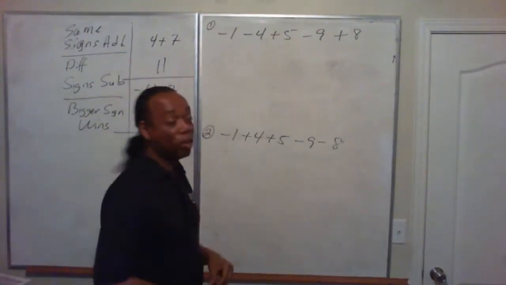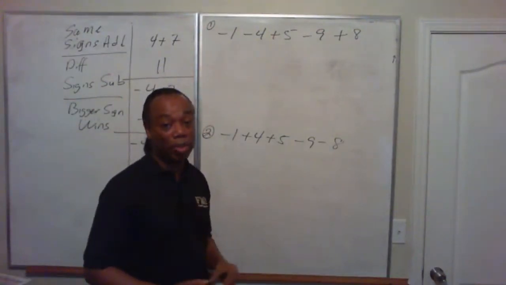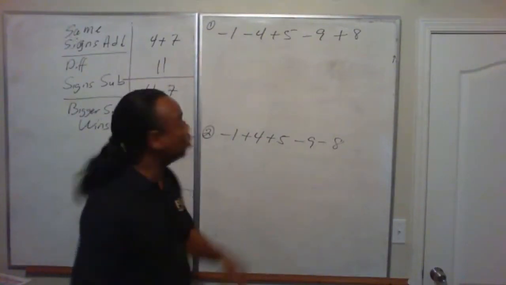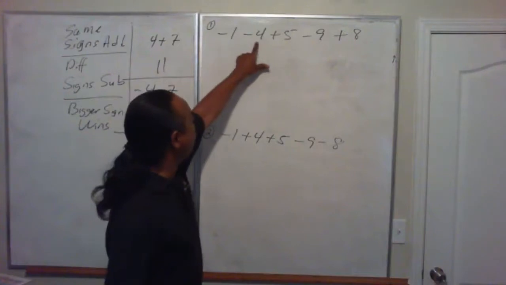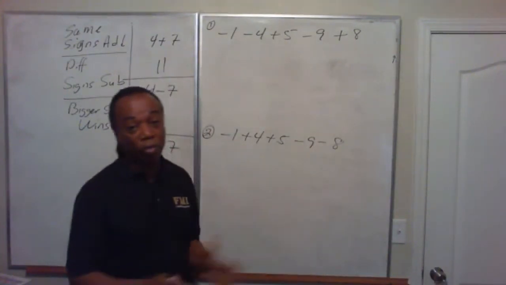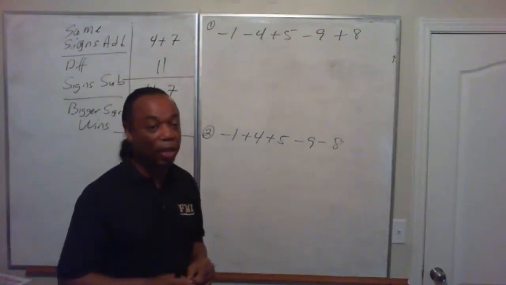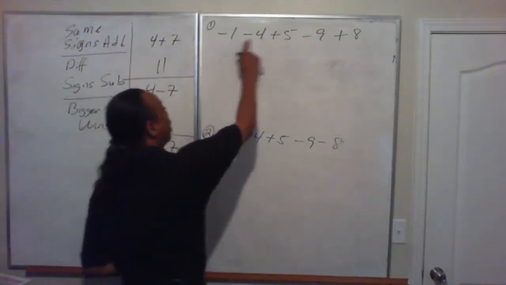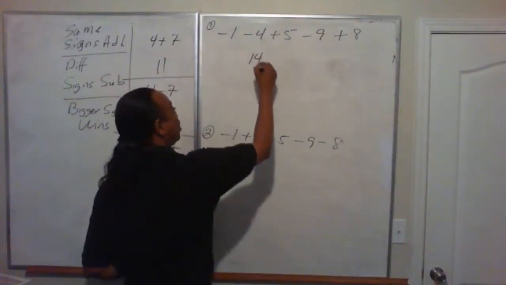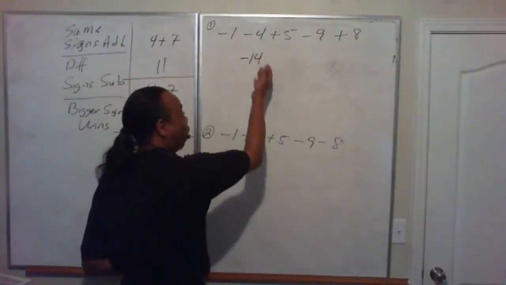Now we have multiple integers here. First thing we're going to look for is the same signs. I usually look for negative same signs first. So we have a negative 1, a negative 4, and a negative 9. Those are all same signs. So all is going to add. Same signs add. So 1 and the 4 and the 9 is going to become a 14 when you add them together. And the bigger sign wins, which they all are negative.